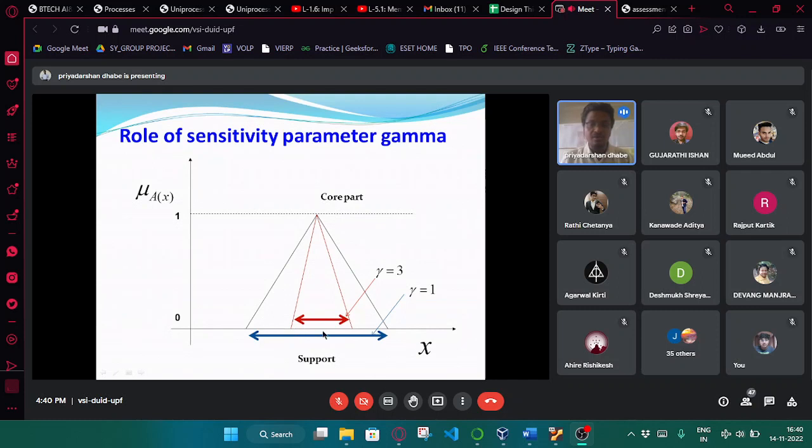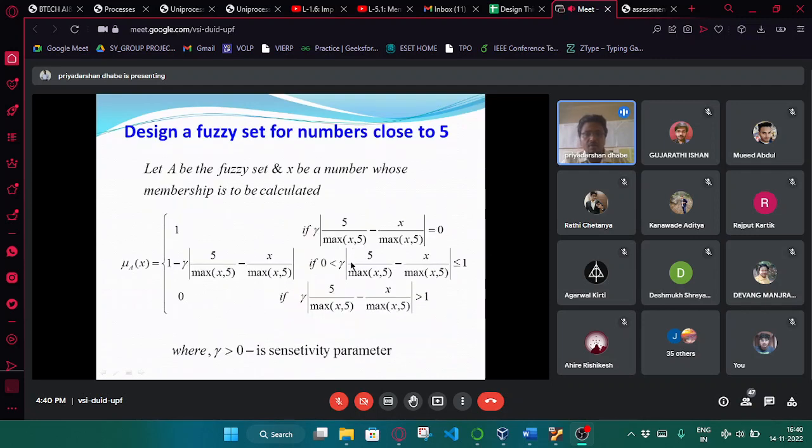Membership value must decrease as we are going away from 5. This is the plot of the membership function. In this particular way, we can use the same factor over here. If the value of the factor is greater than 1, I want to put the membership of that particular x as 0. And if this factor is greater than or equal to 0 and less than or equal to 1, then I can provide a membership value of 1 minus this particular factor.